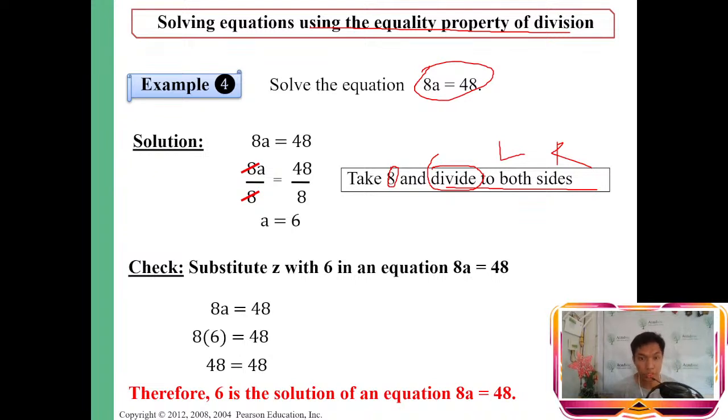Please take note, we just learned about equations, linear equations. We learned also linear algebraic terms. We learned also linear algebraic expressions. As you can see, this is a term. So this one is a term.